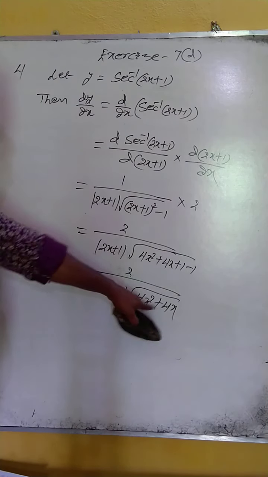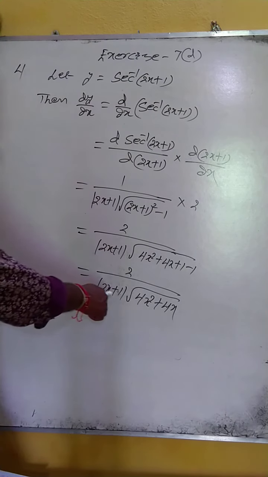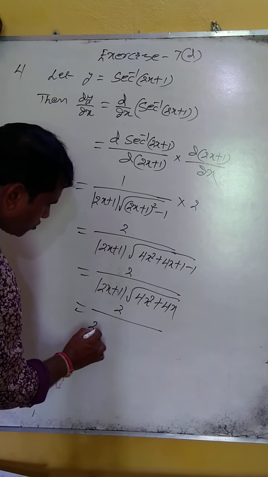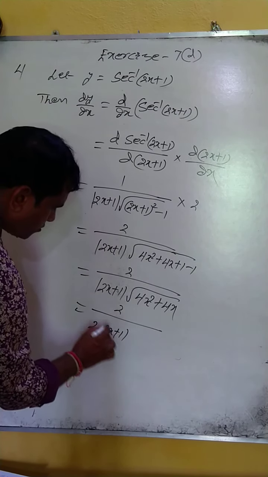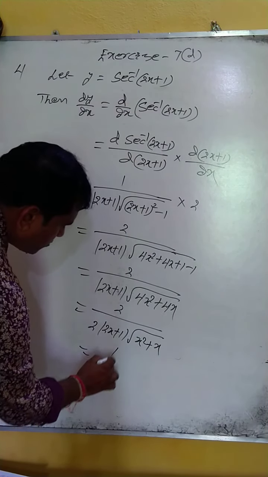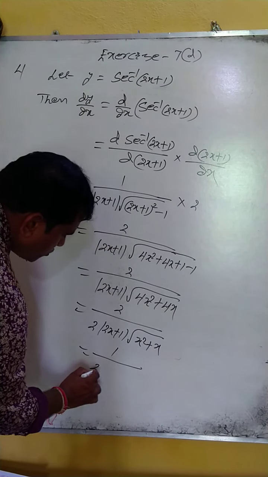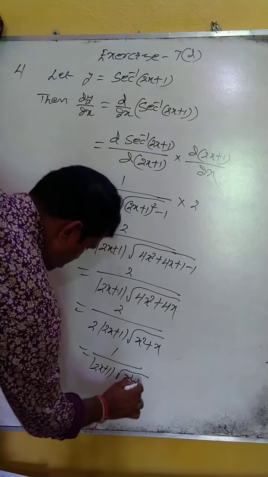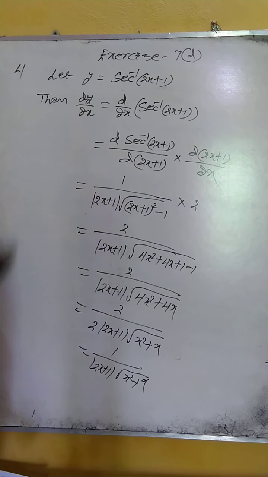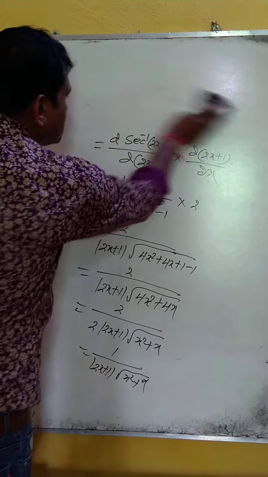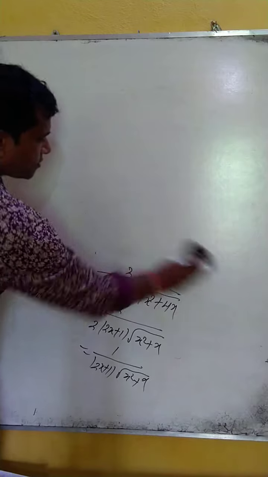If we take a 4 out from under the root, we get 2 by 2 mod 2x plus 1 root over x square plus x, where the 2 cancels, giving 1 by 2x plus 1 root over x square plus x. These are the examples and exercise of this chapter. Okay. Thank you.